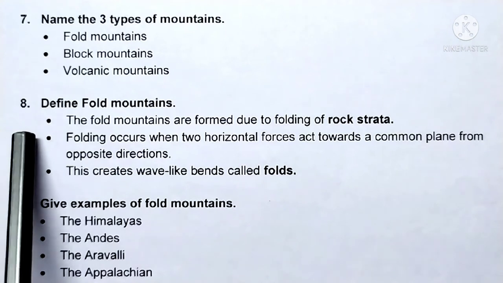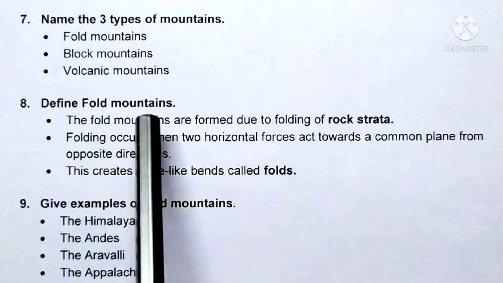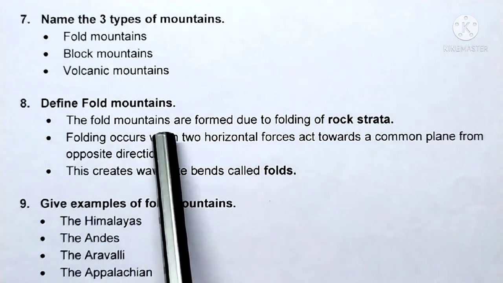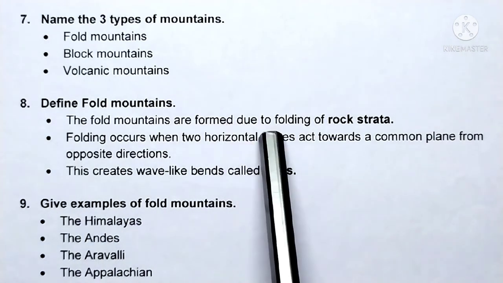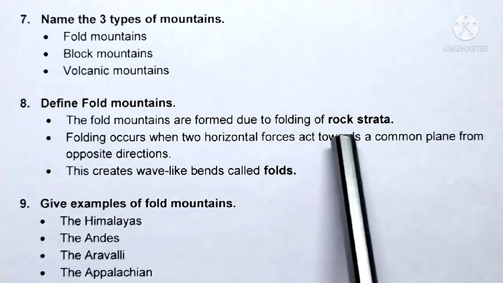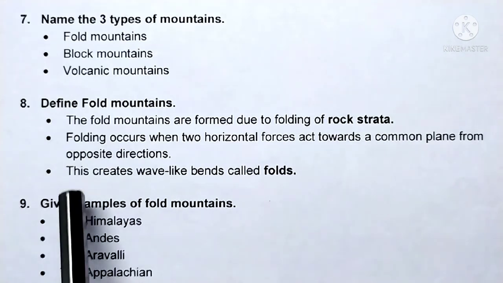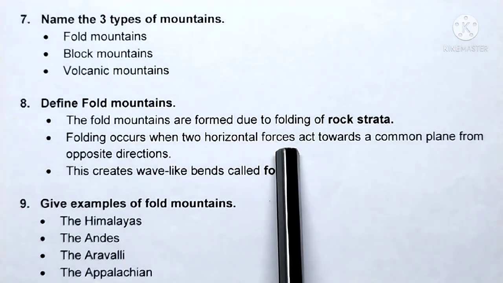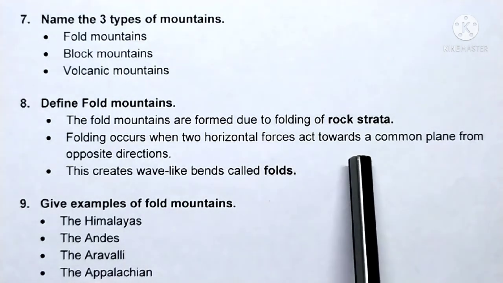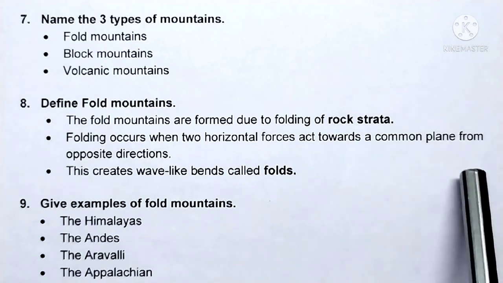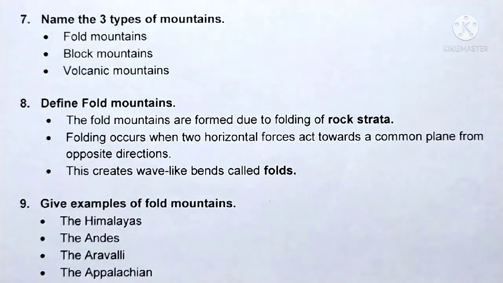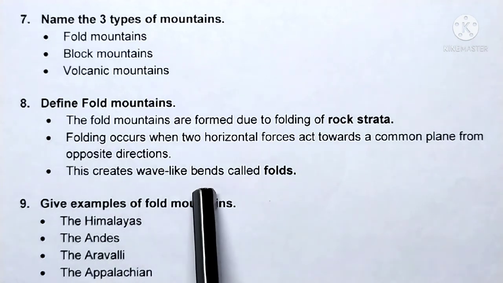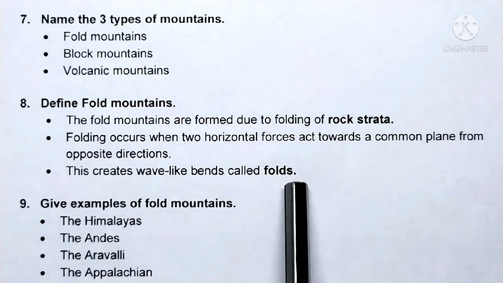Question number 8. Define fold mountains. The fold mountains are formed due to folding of rock strata. Folding occurs when two horizontal forces act towards a common plane from opposite directions. This creates wave-like bends called folds.